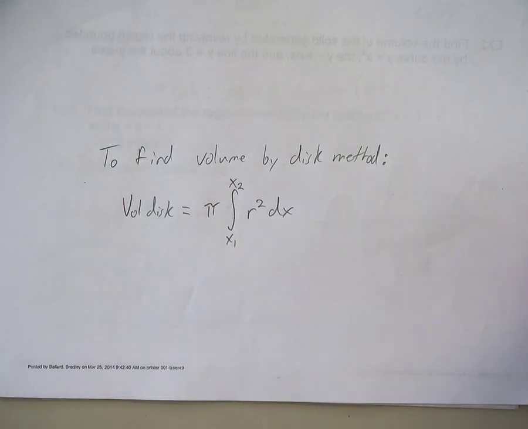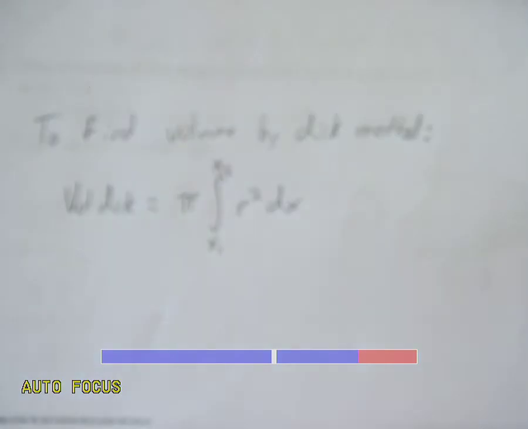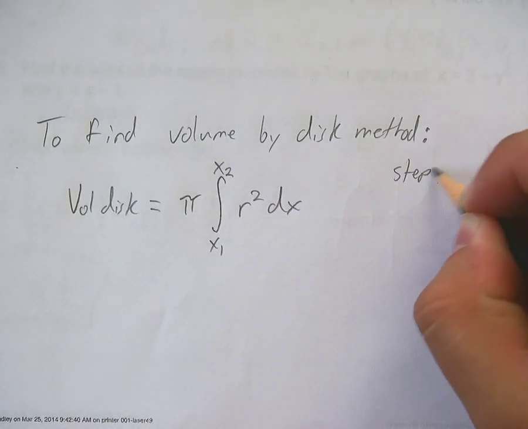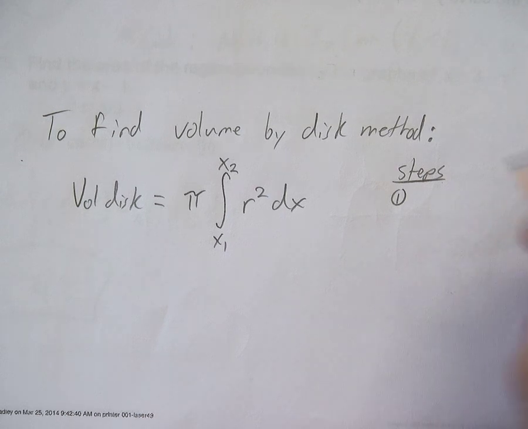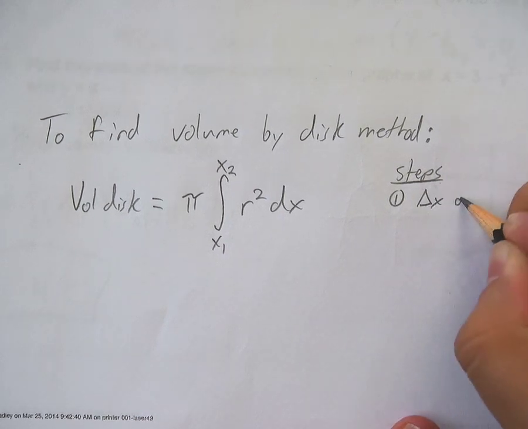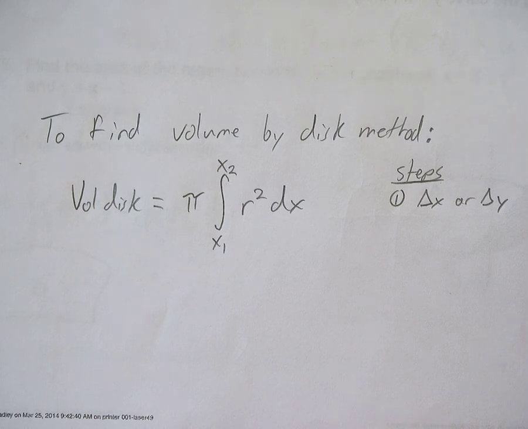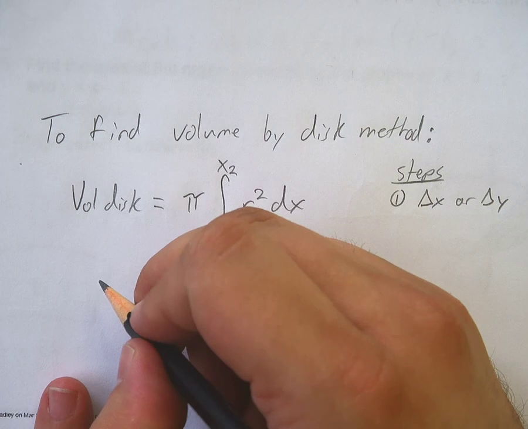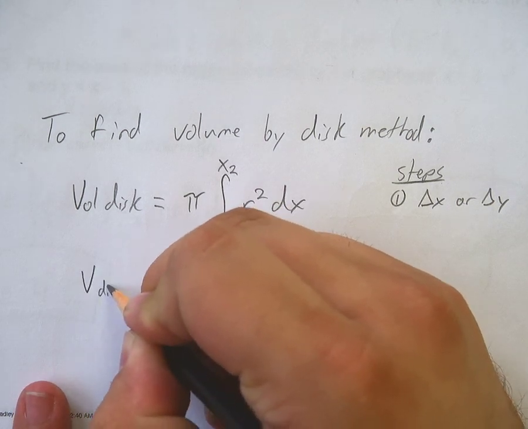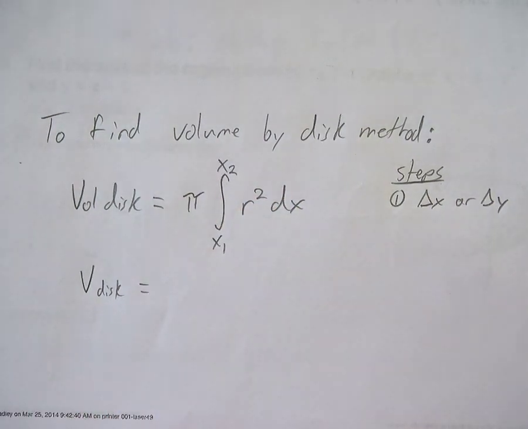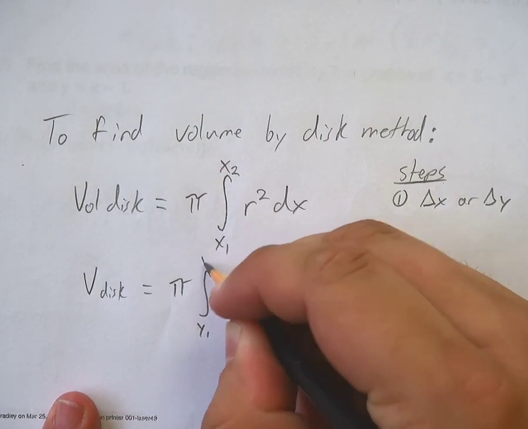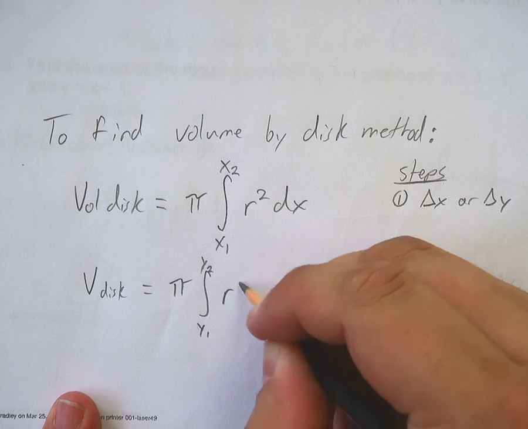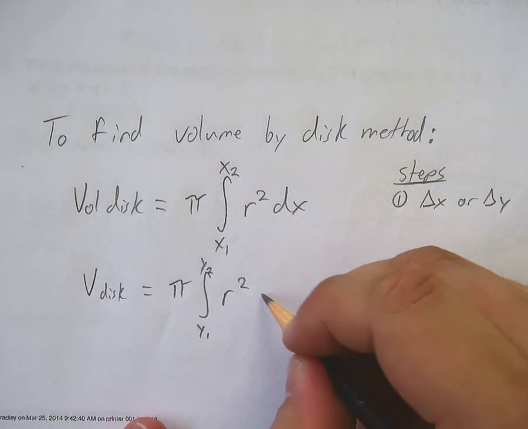And this comes with a few steps here as well. It comes with a few steps. Step number 1 is to find delta x or delta y. Are you integrating with respect to x, or are you integrating with respect to y? This could also be volume of a disk with respect to y is pi, the integral of y1 to y2 of r squared with respect to y.